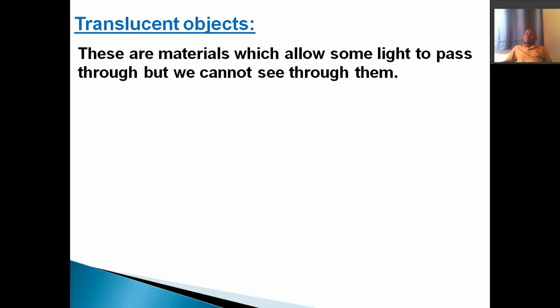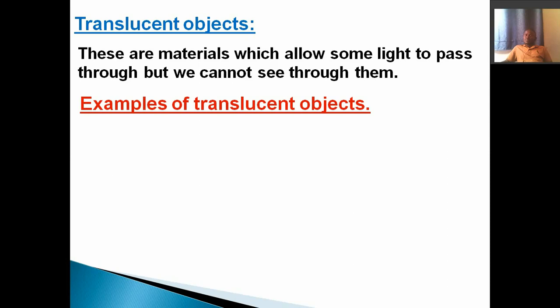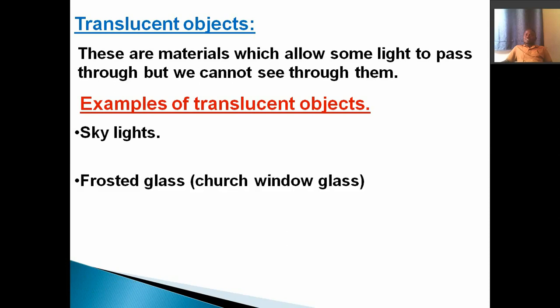Yes, there are some materials which can allow some light, not all, but some, little light. These are materials which can allow little light to pass through them, but we cannot see through them. What are they? Let's look at their examples. We have the skylights. Yes, skylights are examples of translucent objects.